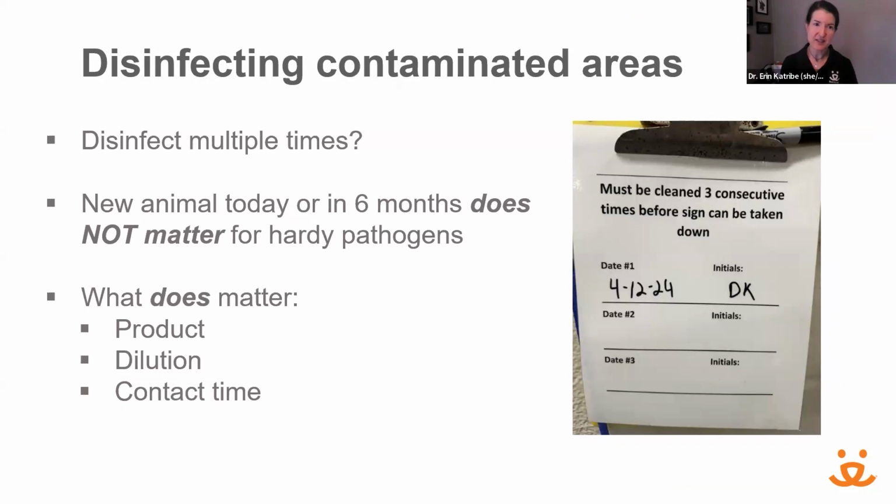Now, disinfecting contaminated areas. Sometimes in shelters, I see signs like this, where we know we have parvo contamination, and so we'll go ahead and clean and fully disinfect 3 consecutive times. Does it require 3 rounds of disinfection to kill any of that parvovirus that's there? The answer is it doesn't. So why do we do this?